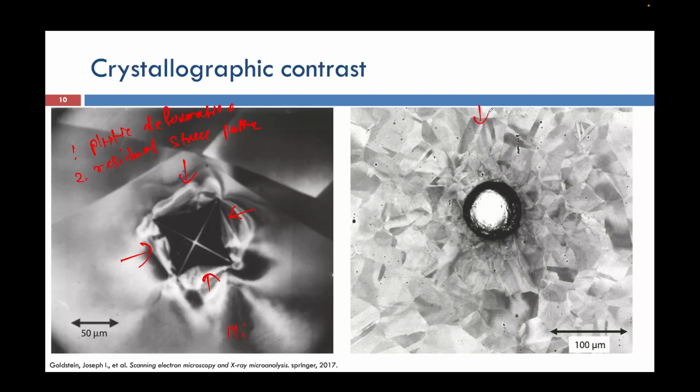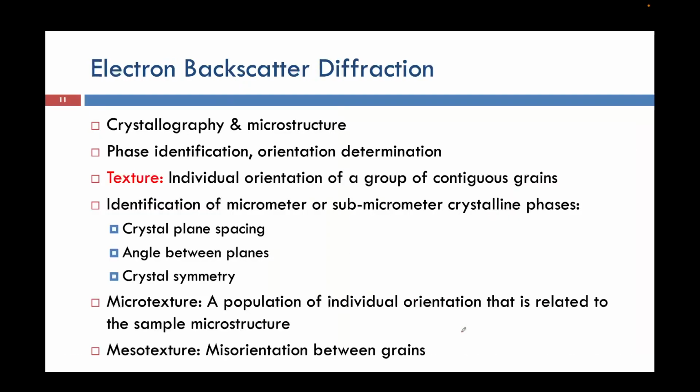So this is a deformed polycrystalline sample we have taken. I think this is some alloy of iron. When we have taken the deformed polycrystalline, we will be able to see the amount of strain in different directions. So using the crystallographic contrast or channeling contrast, we will be able to determine these things.